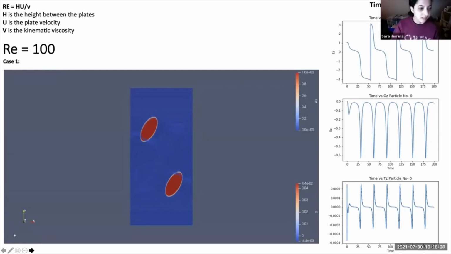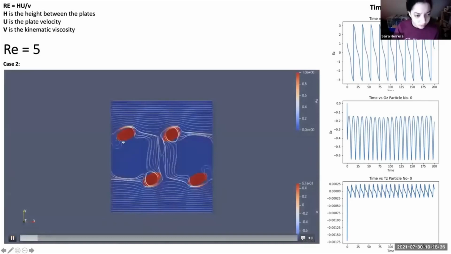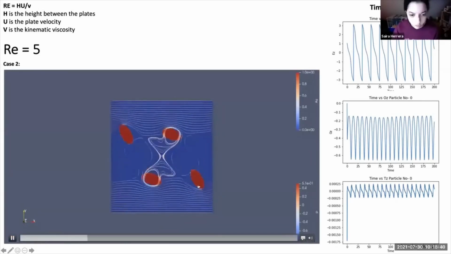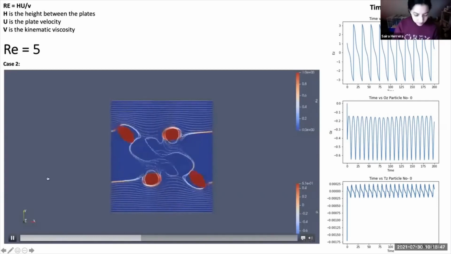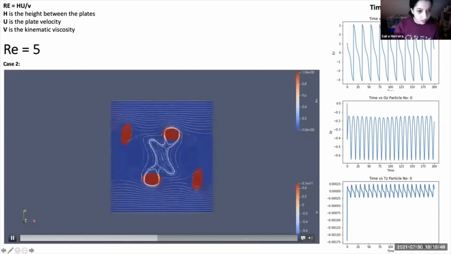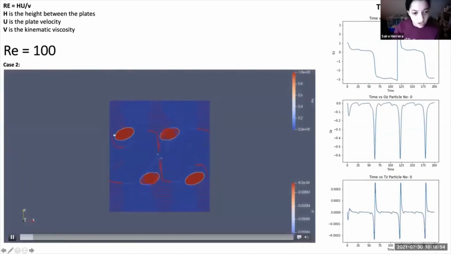Moving on to the next case, here we have 4 particles and the Reynolds number is equal to 5. I do want you guys to notice that the particle on the upper left and the particle on the bottom right are perfectly in sync, whereas these 2 particles are in sync as well. And we're gonna move on to the next simulation. And once again, we're gonna see the same behavior and synchronization as to particles, but we do reach that relaxation behavior one more time.